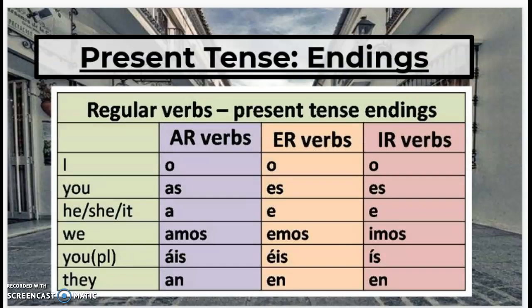This is the tense where you take off the AR, ER, IR ending, and the new endings are O, AS, A, AMOS, ÁIS, AN, or O, ES, E, EMOS, ÉIS, EN. This is the only tense in Spanish where IR verbs are different than ER verbs. They're just different in the nosotros and vosotros forms.